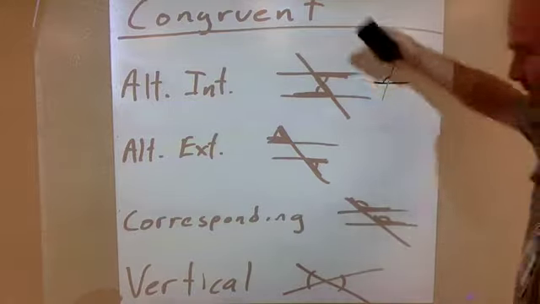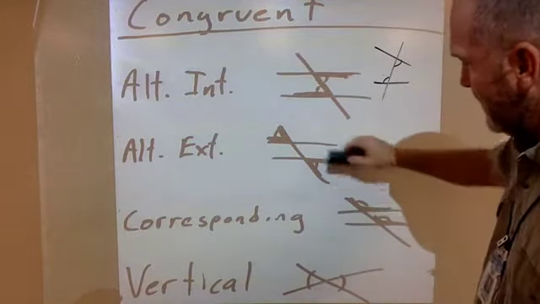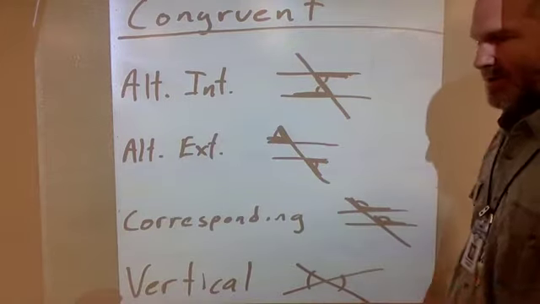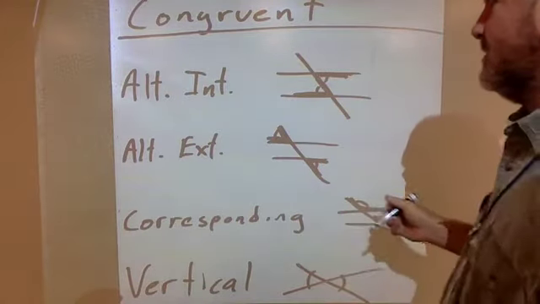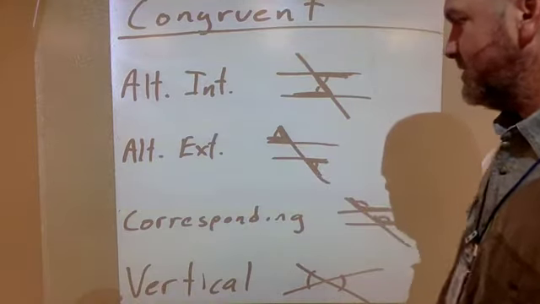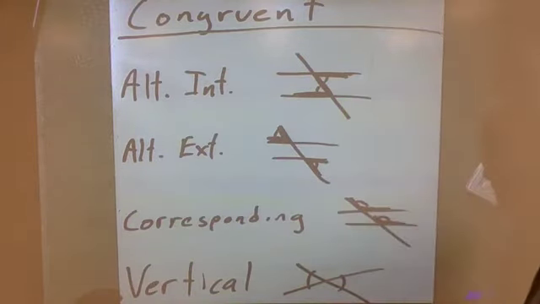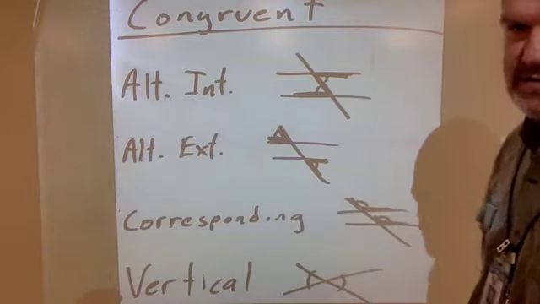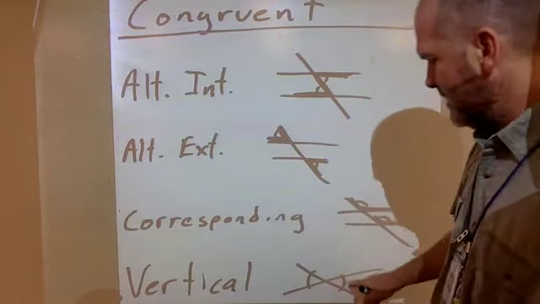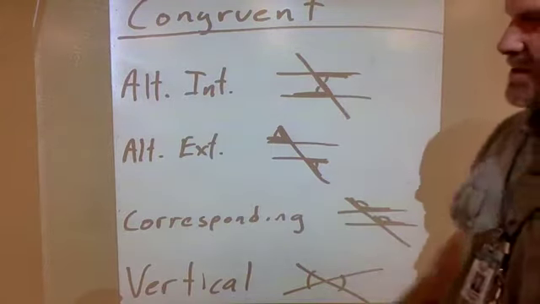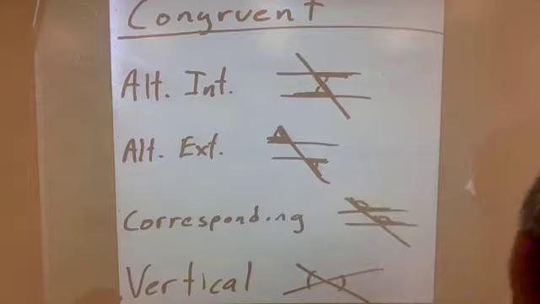So now we're going to assume that all these pairs of lines right here are parallel. So if they're parallel, then alternate interiors are equal, alternate exteriors are equal, corresponding are equal. And when it comes to vertical, you only have two lines. Parallel doesn't matter. When two lines cross, the angles across from each other are equal. So we've got 4 ways to show that angles are equal.